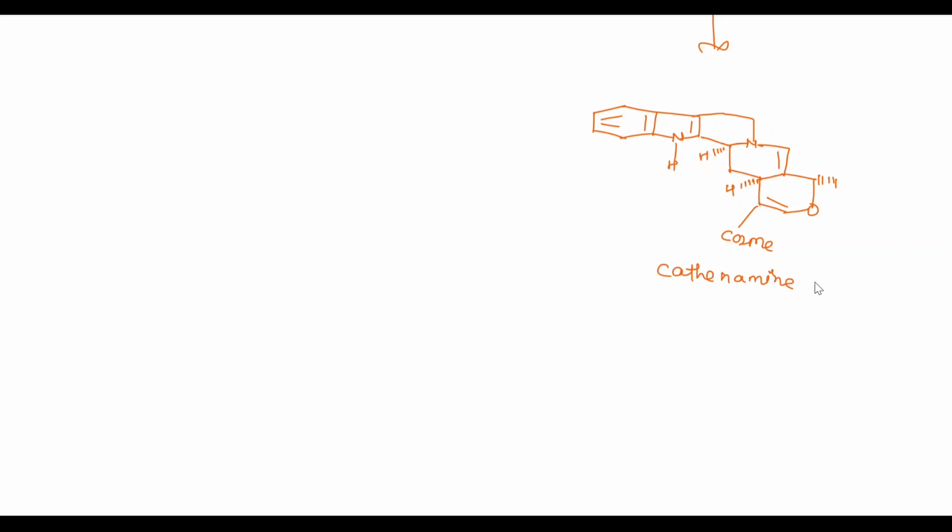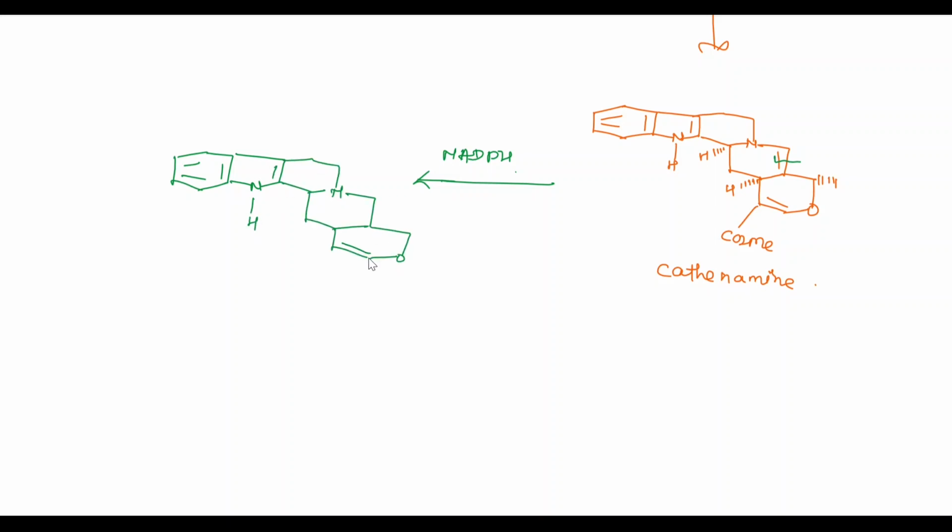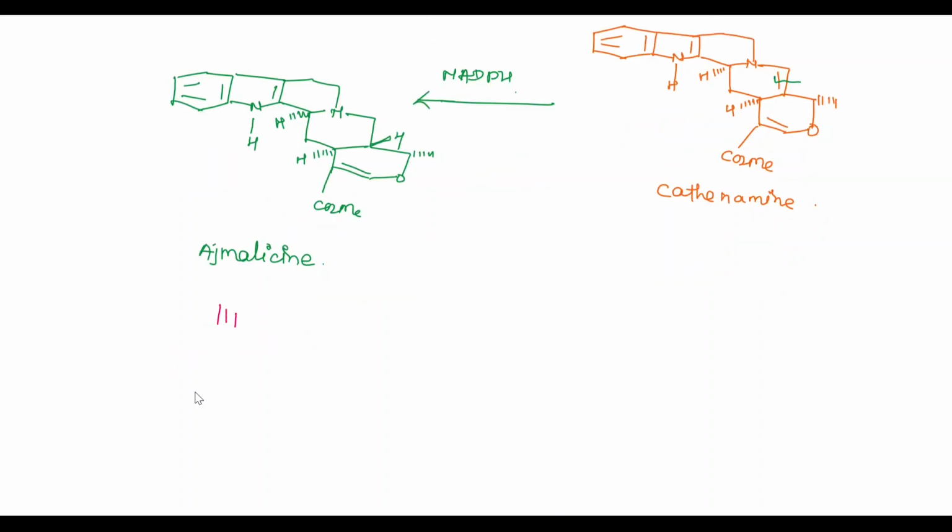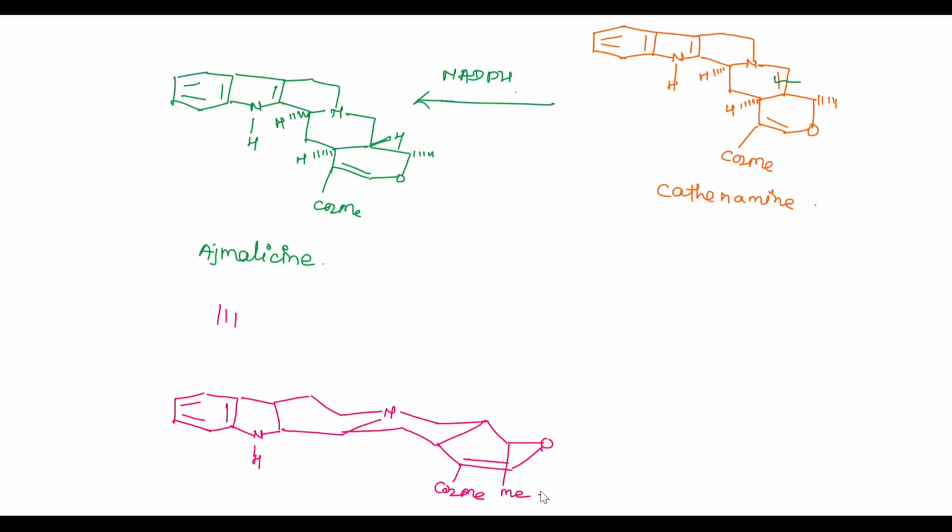In the next step, by using NADPH, reduction of this double bond takes place. And we get this molecule, which is known as Ajmalicine, which is also written like that. In this way, this is all about the biogenesis of Ajmalicine.